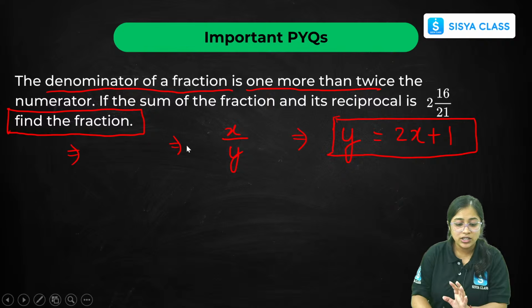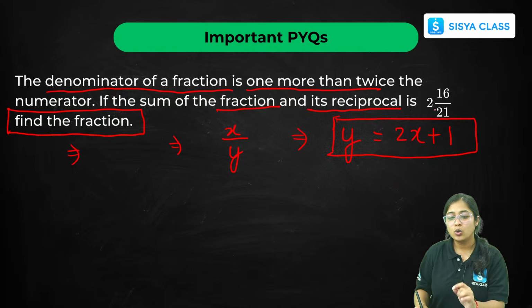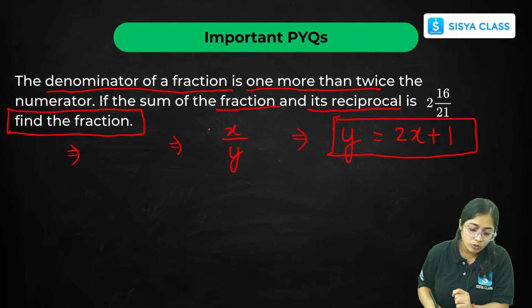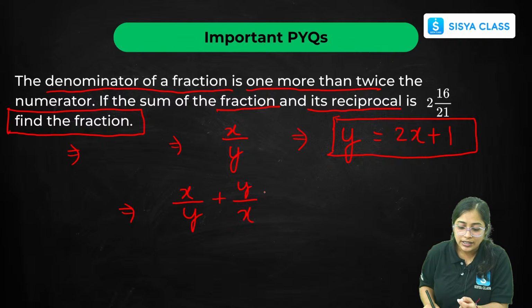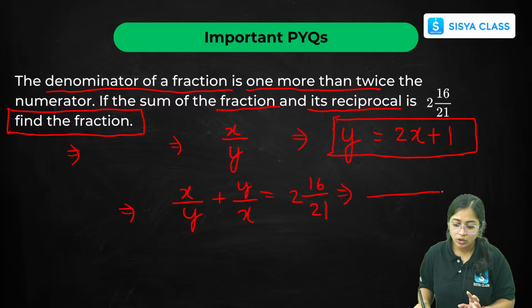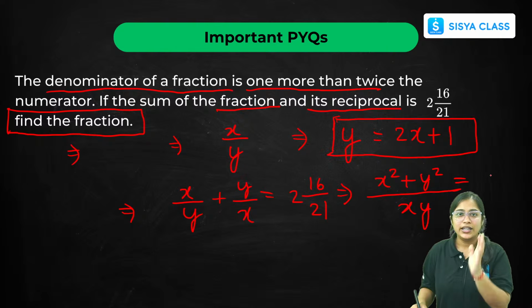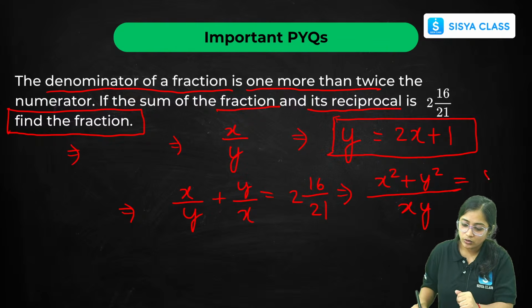Now after this, what is given to you? That the sum of the fraction and its reciprocal is 2 and 16 upon 21. What is the fraction we have? The fraction is x upon y. What is its reciprocal? It is y upon x, and it is given as 2 and 16 upon 21. Now just simplify it. After simplification, what will you get? It is xy in the denominator, and x square plus y square in the numerator, equal to 58 upon 21.